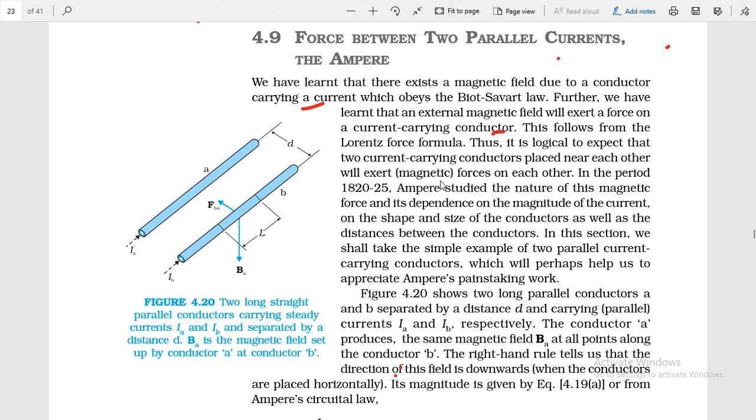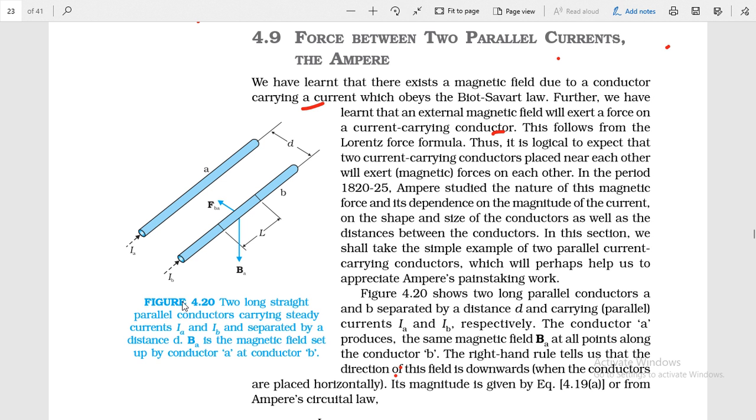In the period 1820 to 25, Ampere studied the nature of this magnetic force and its dependence on the magnitude of current, on the shape and size of conductors, as well as the distance between the conductors. So in this section we shall take a simple example of two parallel current carrying conductors, which will perhaps help us to appreciate Ampere's painstaking work.